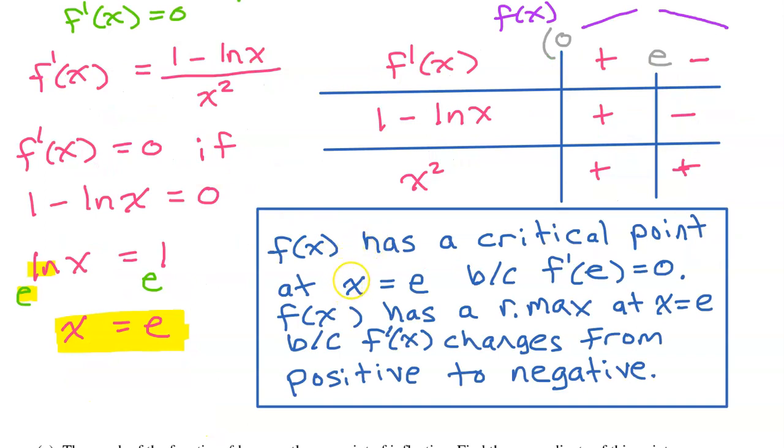So here's how we would summarize and justify. F of x has a critical point at x equals e because f prime at e equals 0. F of x has a relative max at x equals e because f prime changes from positive to negative. Notice for this justification, I don't say anything about f of x is increasing and then decreasing. This is the first derivative test that we're using. So just say f prime changes from positive to negative.